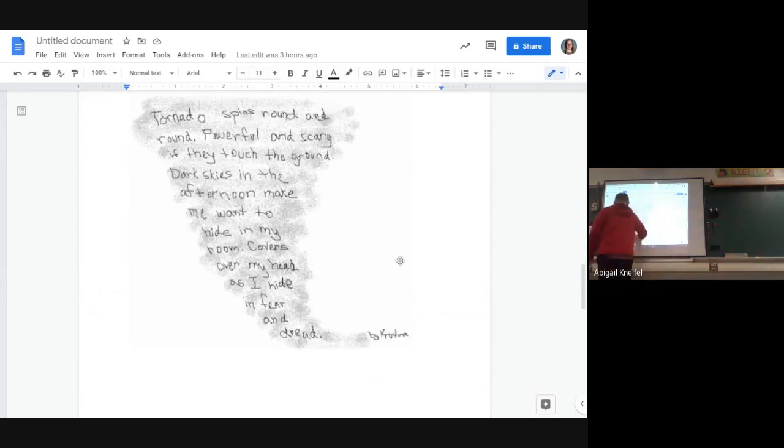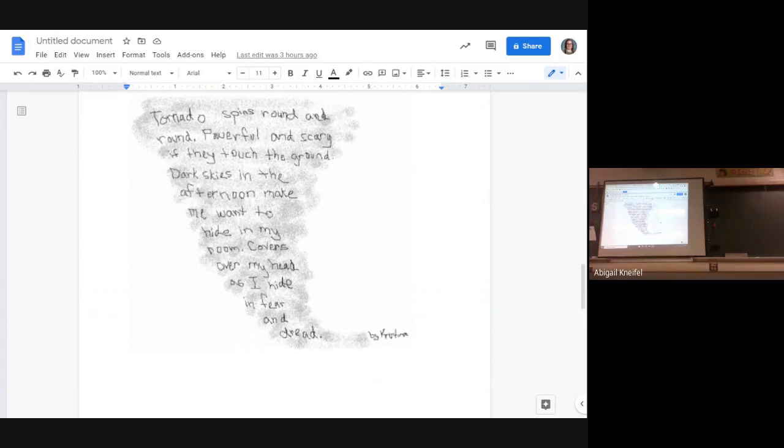Which one of you smart cookies remembers what poems like these are called? Raise your hand. Do you remember what these type of poems are called? Anyone? Jacqueline, what's it called? A haiku. No, sorry, haiku's the next poem. Anyone remember what this is called?